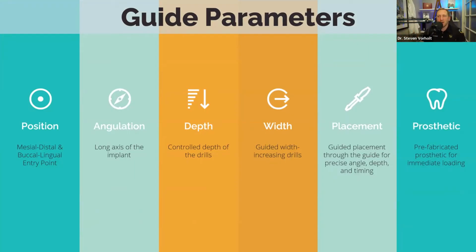And these are the kind of parameters that you can lean on from a guide, right? We're going to get position, so the actual bullseye point of entry into the crestal bone. We're going to get angulation. So, where is it leaning? Make sure it's parallel to the contact points of our future restoration. The depth, can we control the depth? That's part of the reason we use guides, right? And then can we control the width, increasing drills, the actual placement of the implant, and then even at the far end, can we do the prosthetic as well?